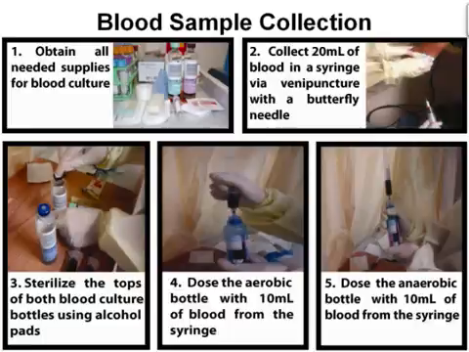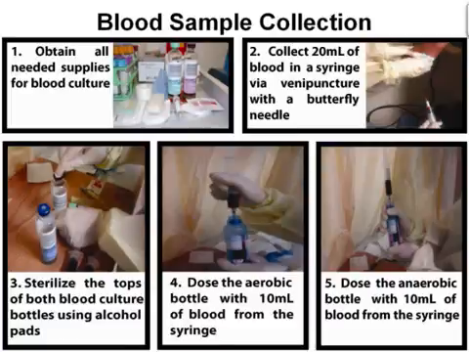The volume of blood drawn for infants is between 2 to 4 milliliters depending on weight. Some hospitals may use 2 separate syringes, drawing 10 milliliters of blood into each. Before dosing the bottles, the tops of the bottles must be thoroughly sterilized using alcohol pads, shown here in step 3. Next, when using the same syringe as shown here for the 20 milliliters of blood, the aerobic bottle is dosed with 10 milliliters of blood, followed by the anaerobic bottle with 10 milliliters.